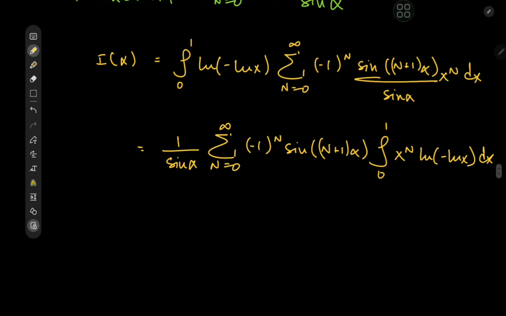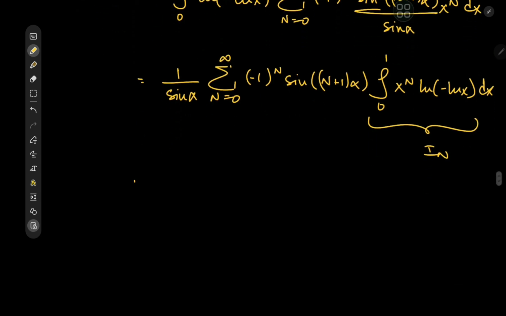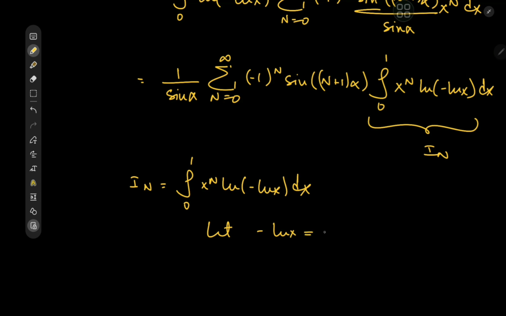And now we need to calculate this integral that I'll call I sub n, and we can do so very quickly. We have I sub n being the integral from 0 to 1, x to the n log negative log x. So it looks like a substitution here is quite obvious. We're going to let negative log x equal u, which implies that x equals e to the negative u. And this further implies that dx is in fact negative e to the negative u du.